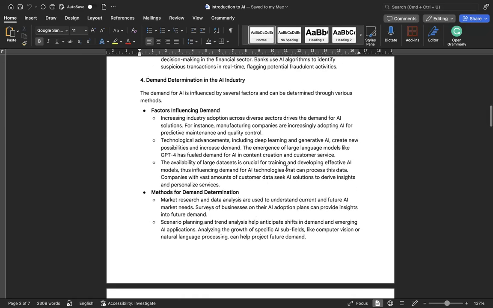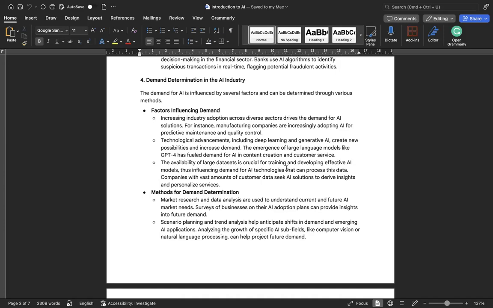Then for the fourth point, we have the demand determination in the artificial intelligence industry. The demand for artificial intelligence is influenced by several factors, and these can be determined through various methods. There are a few methods which we are going to consider.